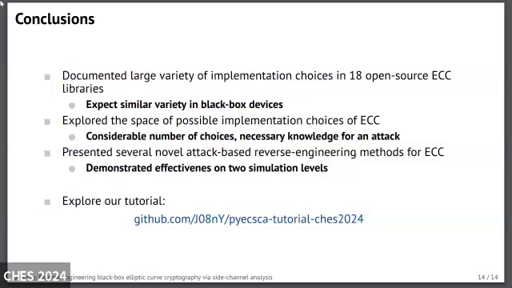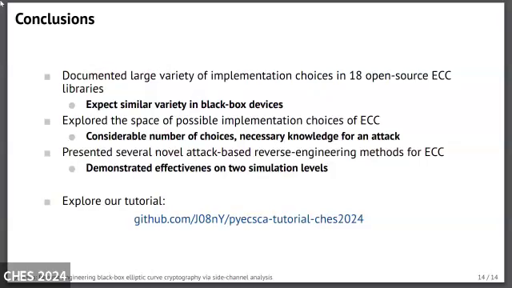Right. So to conclude, we documented this large variety of implementation choices in these open source ECC libraries, which was quite a hefty task. I would recommend at least opening one, definitely not 18, but just read through one open source ECC library to see what's out there, if you haven't done that before. And we expect similar variety in black box devices. Of course, this is just an assumption. It may look very different. We would never know without signing some sort of NDAs, right? But we expect to see it.